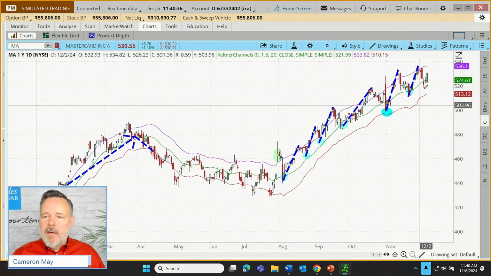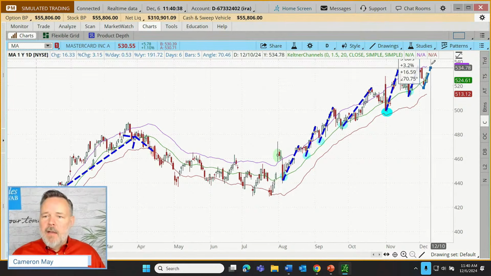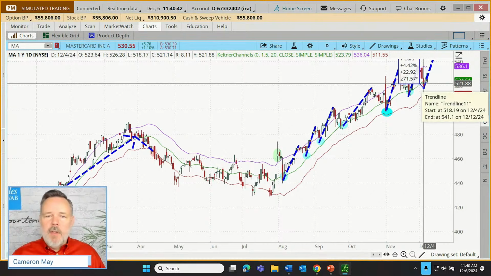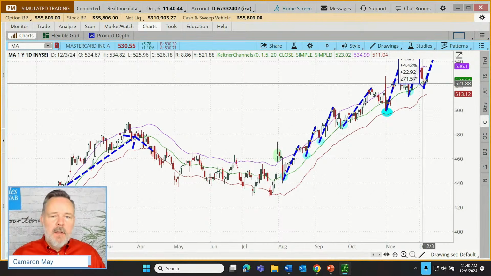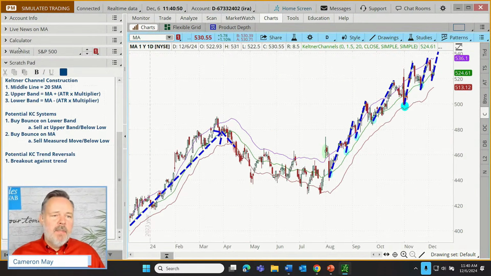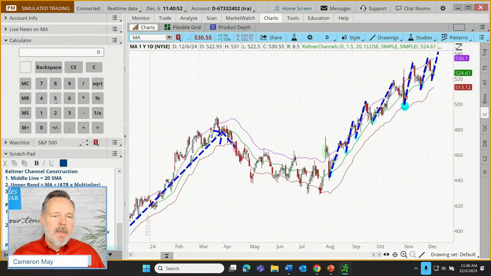26-point move from here to here. So starting here, maybe the trader is looking for another 26-point move. What was the low of that day? Low was around 518. Yep. So a 26-point move off 518.